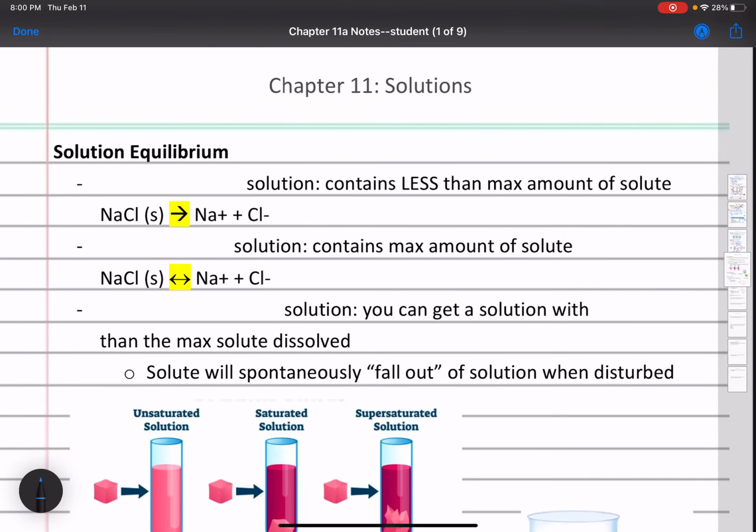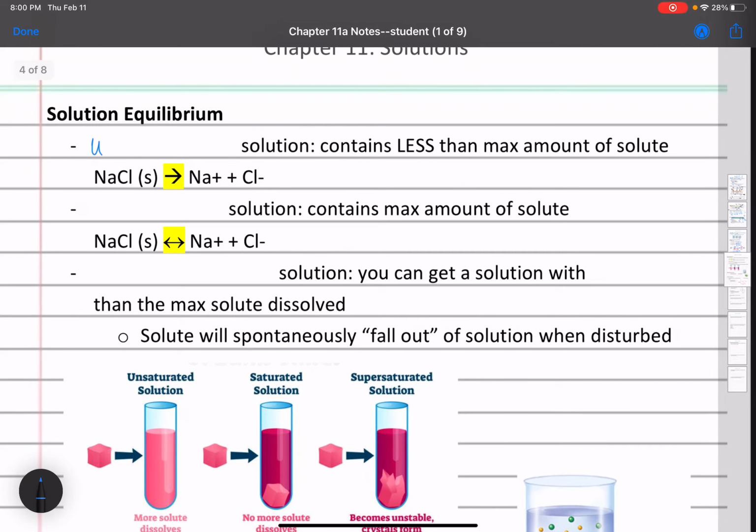So solutions reach a type of equilibrium, and when they become saturated. So the different levels of concentration of a solution are, you can have an unsaturated solution, you can have a saturated solution, or you can even get a supersaturated solution. I feel like it sounds like a made up term, but it's for real, supersaturated solution.